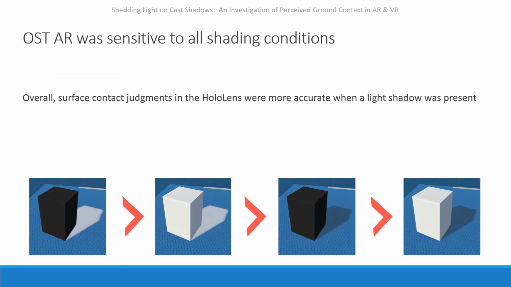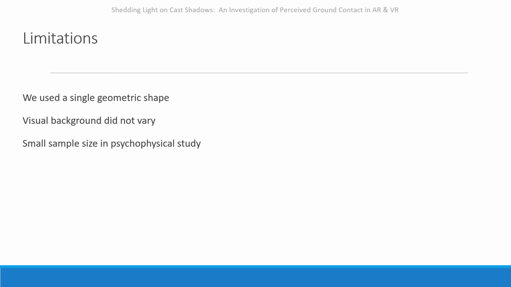Overall, our results indicate that surface contact judgments in the HoloLens were more accurate when a light shadow was present, which is an outcome that has implications for the design of applications that rely on additive light for rendering. Yet, there are a number of limitations to the current work. One clear limitation is that we used a simple rectilinear shape as our target, which may affect the generalizability of our work. Fortunately, we've addressed this limitation in our upcoming publication, so please look forward to reading this research in the near future.